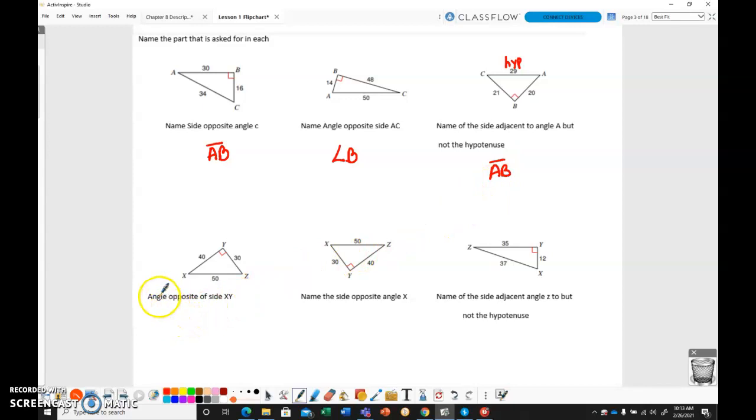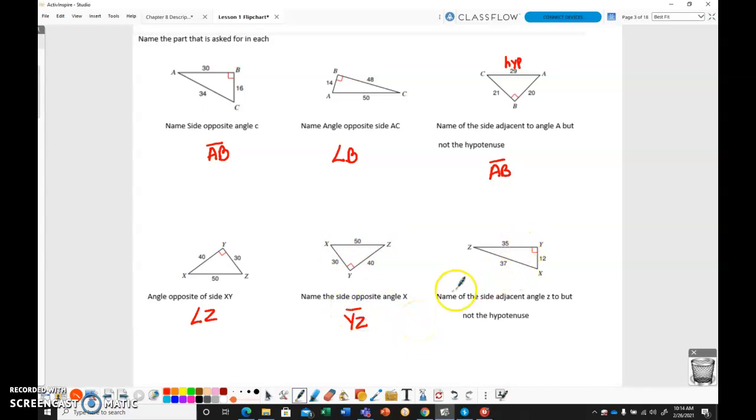Now, if we're looking for the angle that's opposite side XY, here's our XY, and again, we're going to go to the opposite piece of that. The angle that's not touching that side at all is angle Z. And we want to name the side that's opposite angle X, so we find X and we go to the side that doesn't touch it at all, and it happens to be this side here, and that's side YZ.